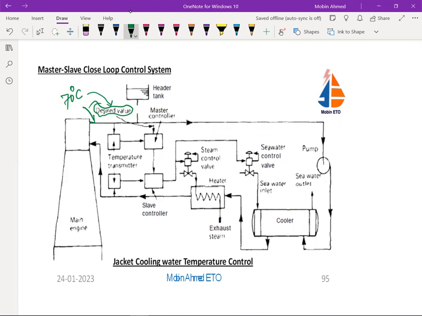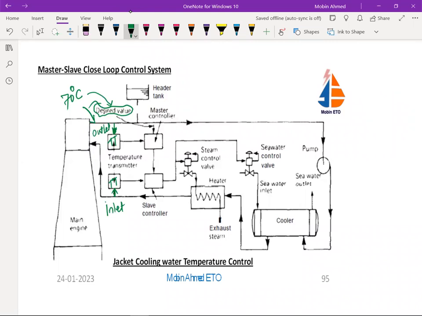So it is having the TT. This TT, the temperature transmitter, is at the outlet of the jacket cooling water. And one more TT is there, you can see here. This TT is for the slave controller, and it is at the inlet. So here it is at the inlet, and this TT is at the outlet.